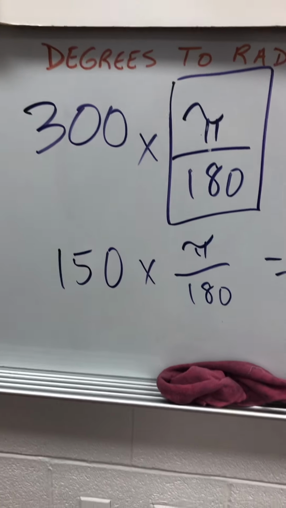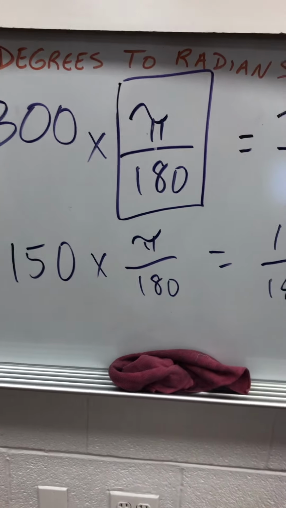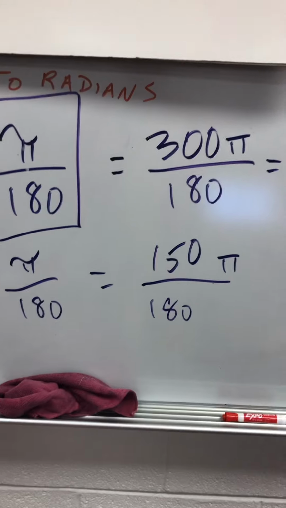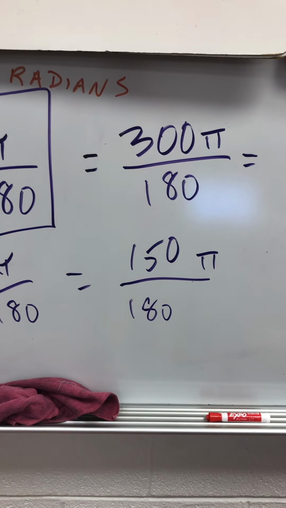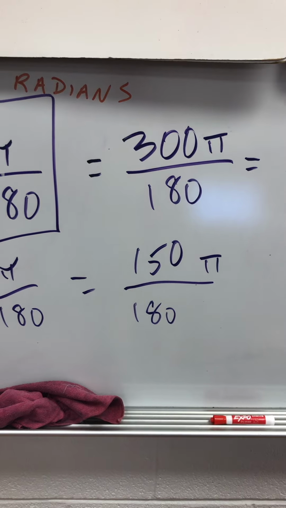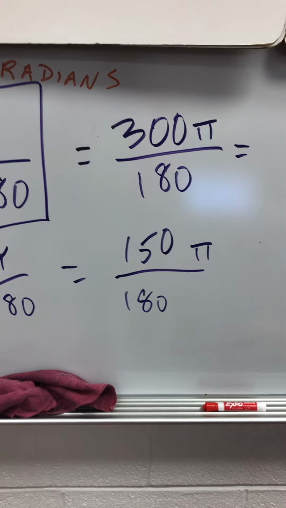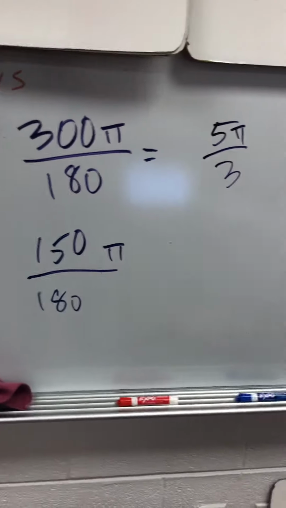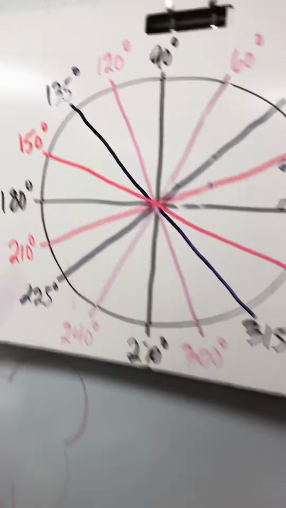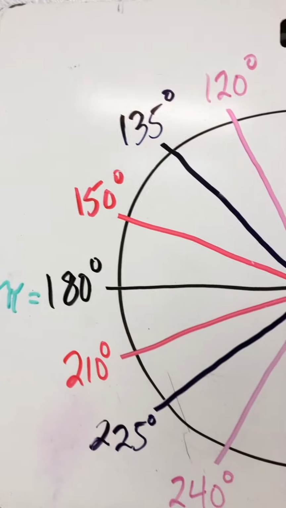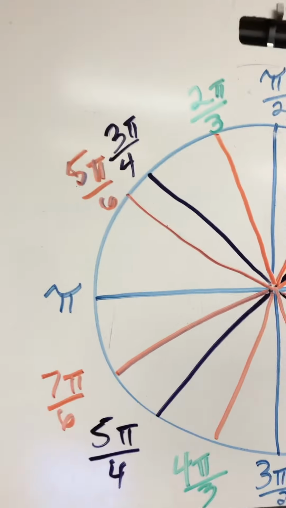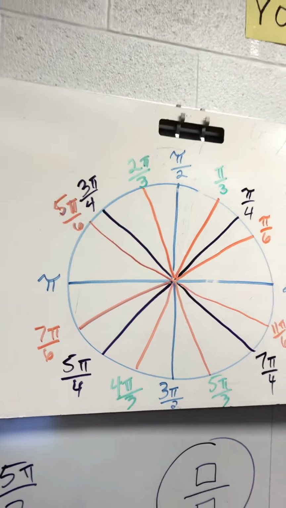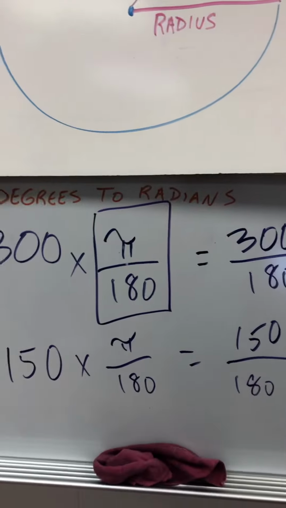How about 150 degrees times pi over 180? That's 150 pi over 180, or 5 pi over 6. So in other words, 150 right there matches up with 5 pi over 6 right there, just by multiplying by pi over 180.